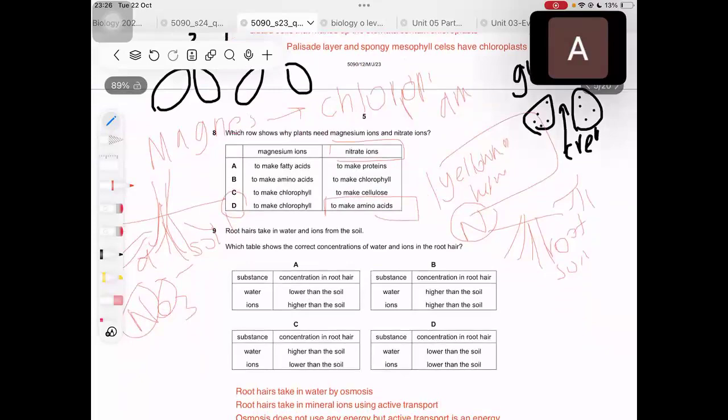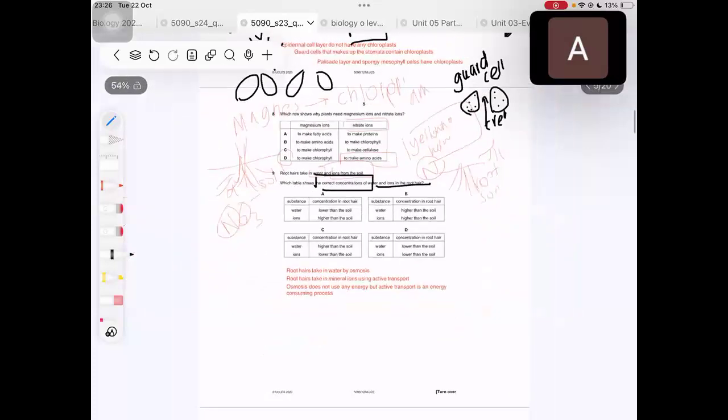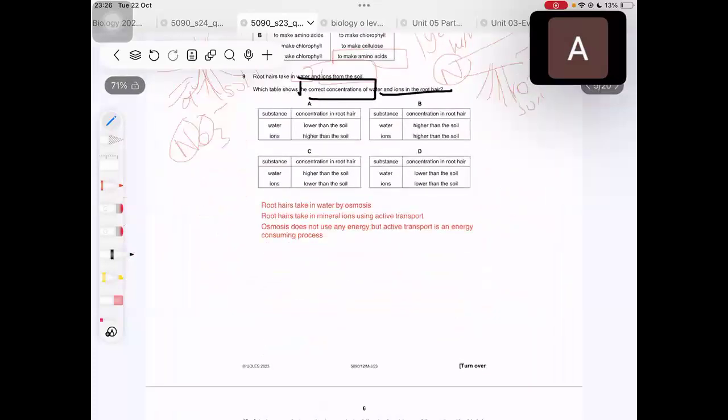9. Root hairs take in water and ions from the soil. Which table shows the correct concentrations of water and ions in the root hair? Before that, I will explain how this happens, right?